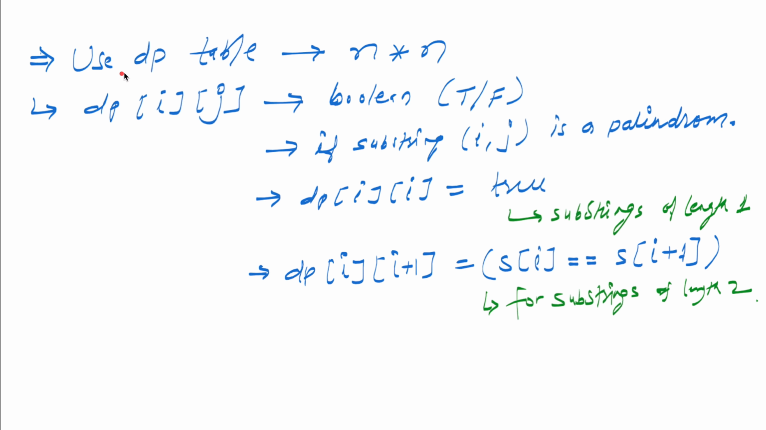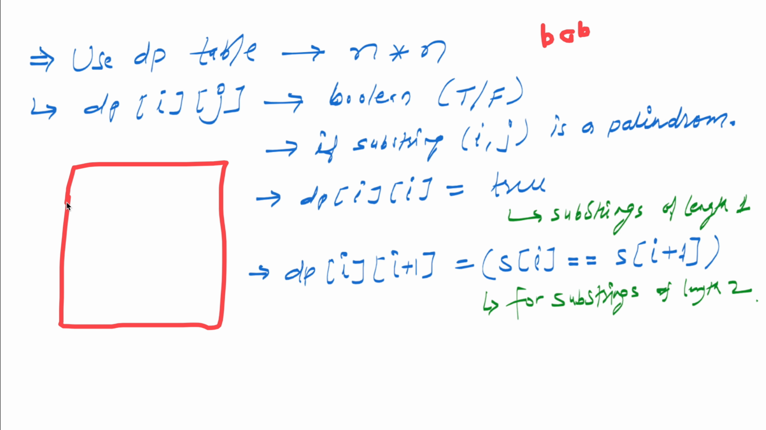If we use a DP table, we can say it is n into n, right? How many cells will there be? N into n cells. Let's suppose we have 3 characters, B, A, B. How many combinations will there be? For this we'll take a table like this, okay?